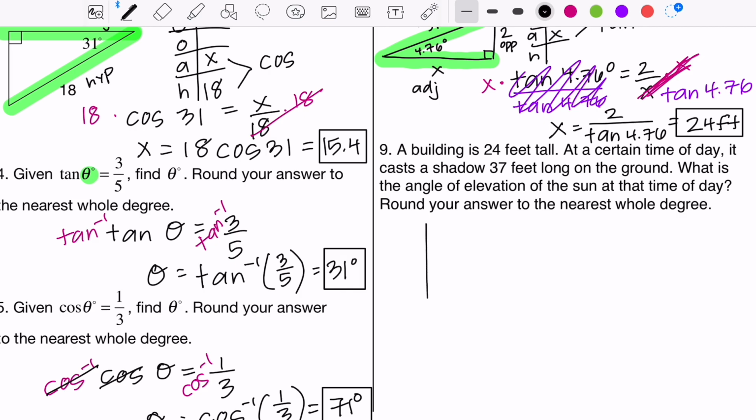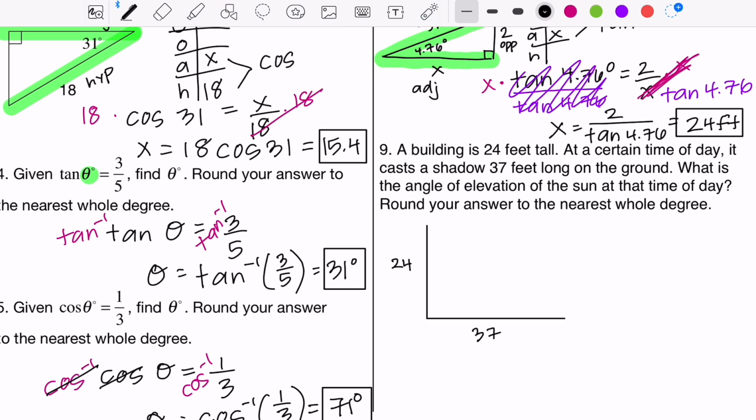For number 9, you have a building right here, and it casts a shadow on the ground. So it's telling you the shadow's on the ground, so keep it on the ground. The building is 24 feet tall, but it's casting a longer shadow. And it says, what is the angle of elevation of the sun at that time today?